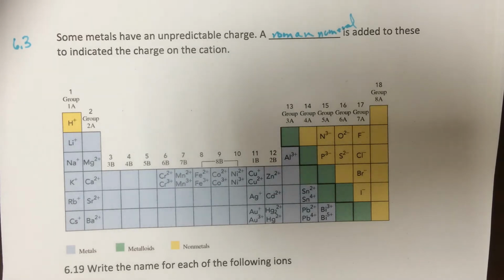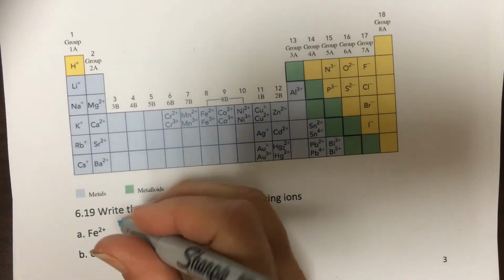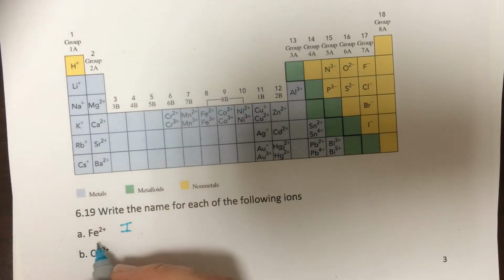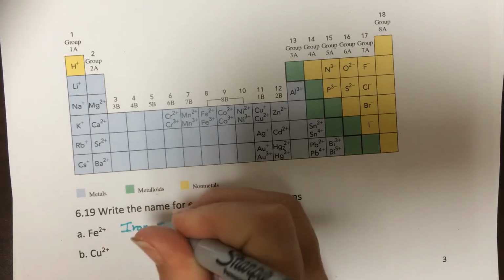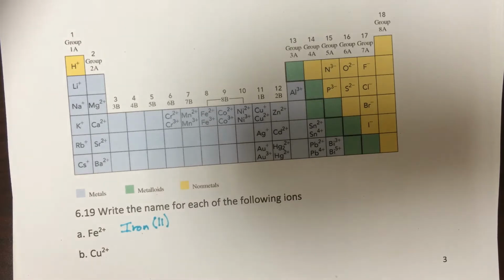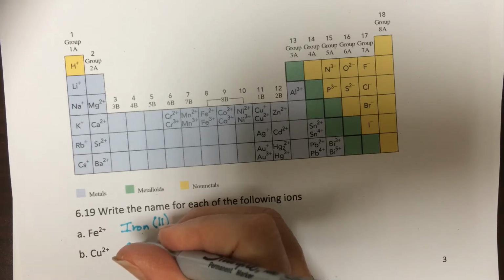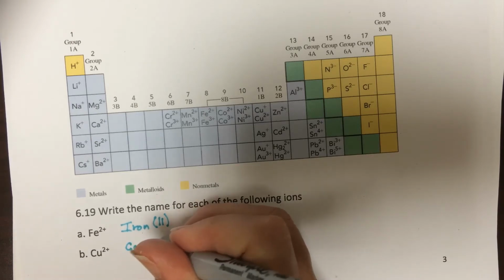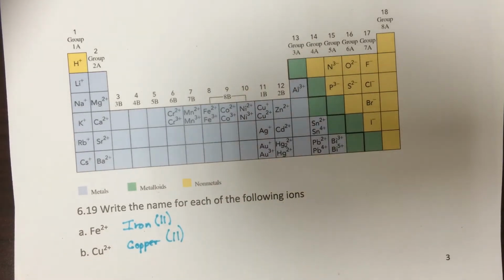So if we wanted to write the name for these ions, we would write iron. For this one right here, Fe+2, we write iron, and we put a bracket and put Roman numeral 2. For copper with a +2 charge, we'd write copper with Roman numeral 2 behind it.